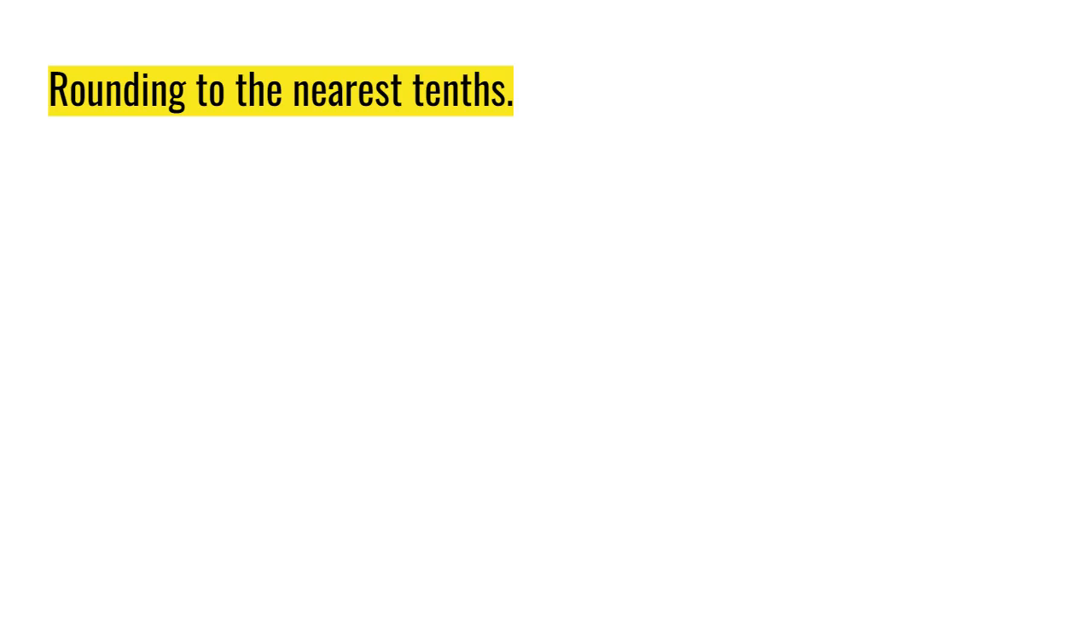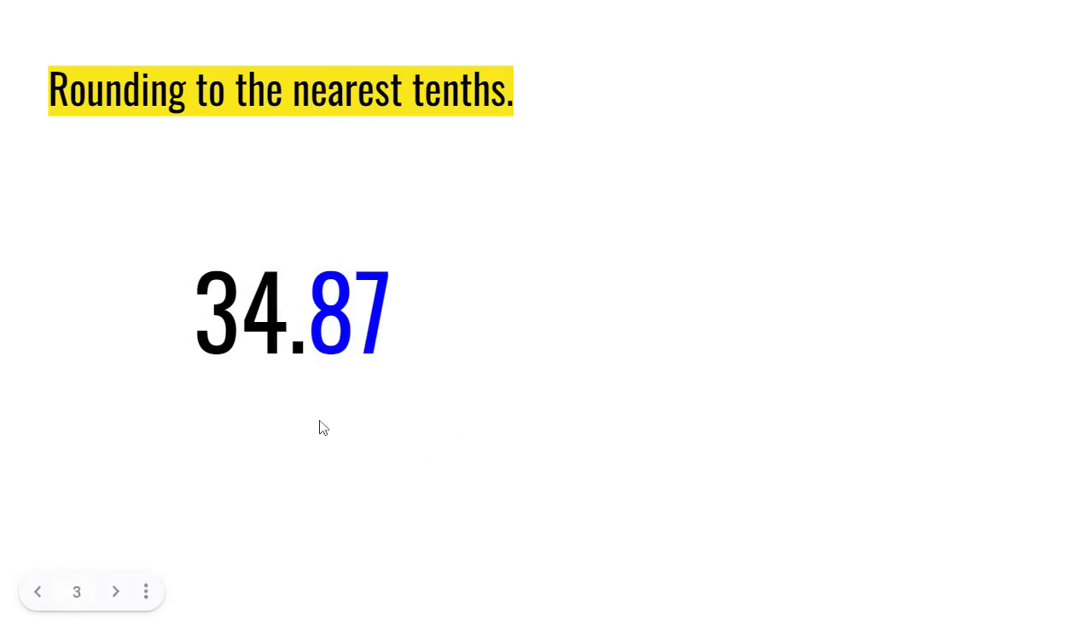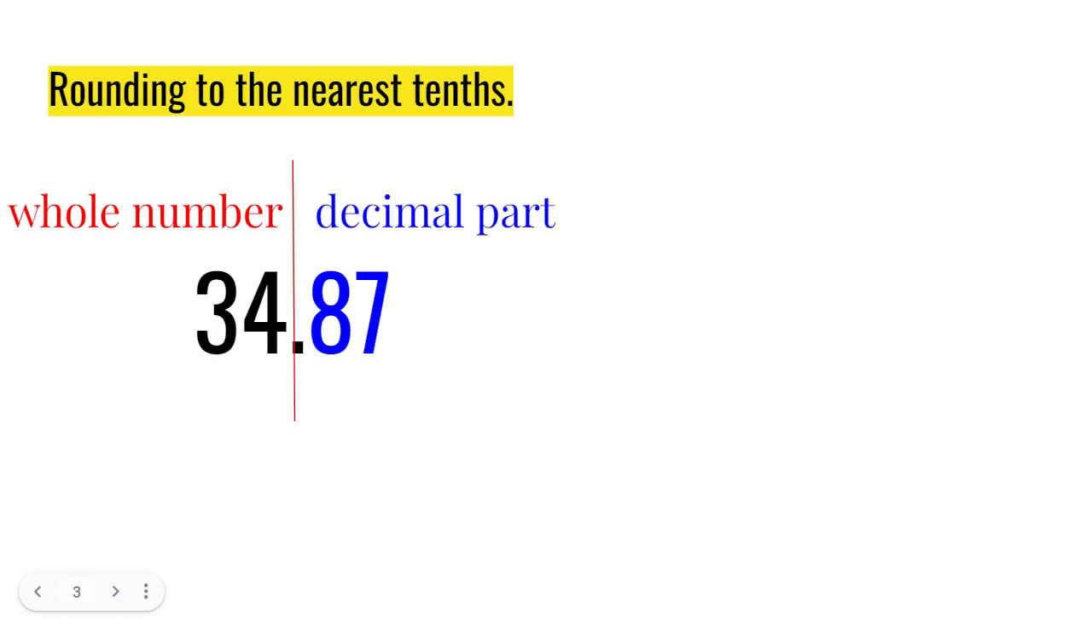Rounding to the nearest tens. So imagine you have the same number, 34.87. And remember, this number is divided into parts, whole numbers and decimal part. The number in the tens place is the first number after the decimal point. Remember this, okay? Number 8 is in the tens place. The neighbor number is number 7.